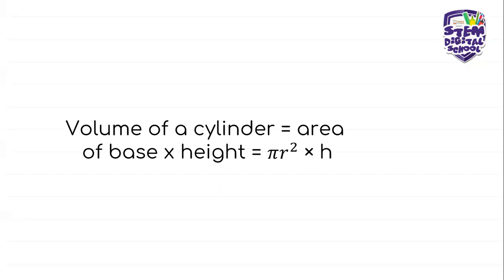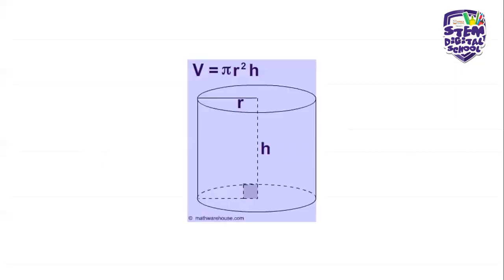Let's now go on to calculate. But before we get there, I just wanted to show you the picture of a cylinder. So we call this a cylinder, which consists of the radius together with the height.